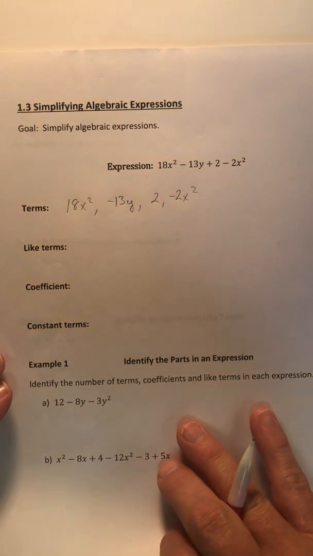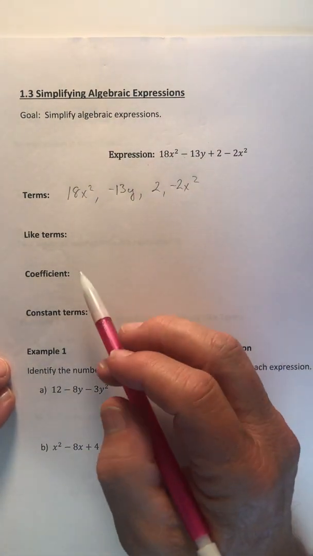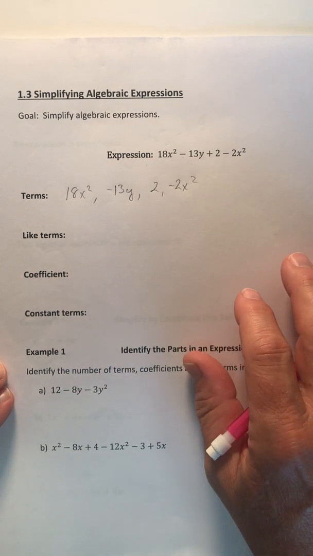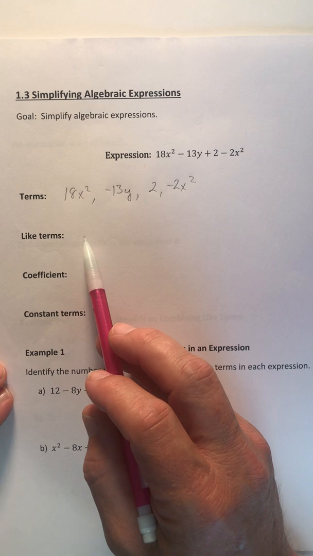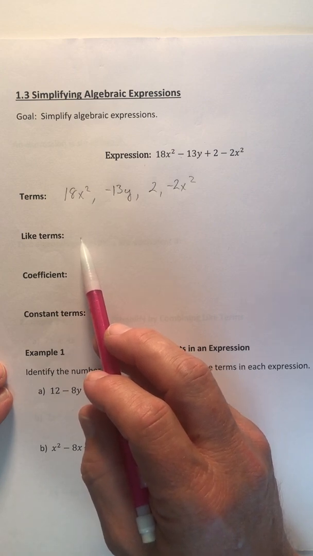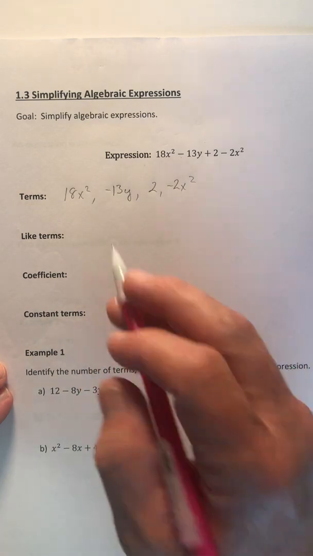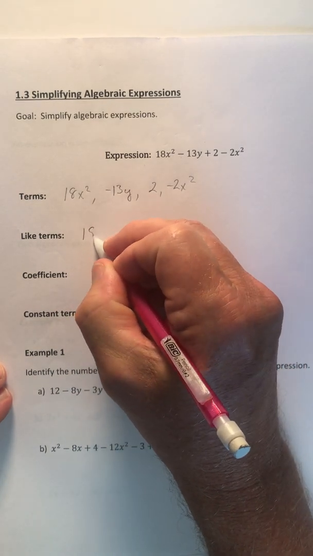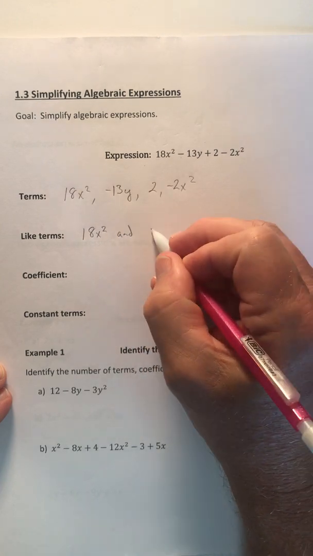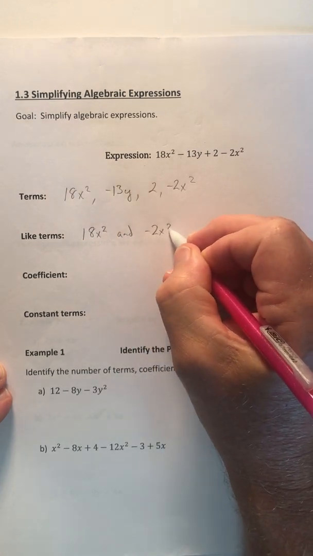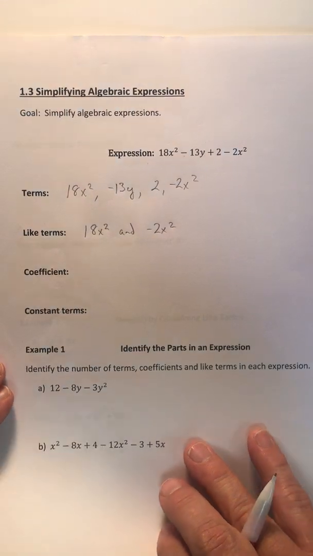The next thing we're going to talk about is like terms. Like terms are when they have exactly the same variable raised to exactly the same power, or if they're both constant terms. So like terms in this one are 18x squared and the negative 2x squared.